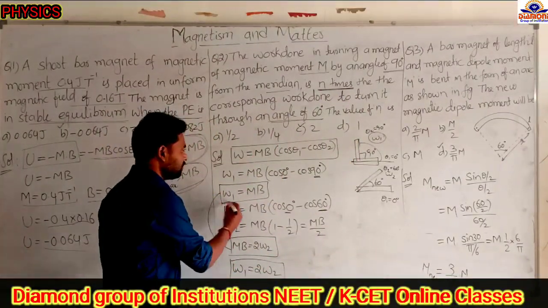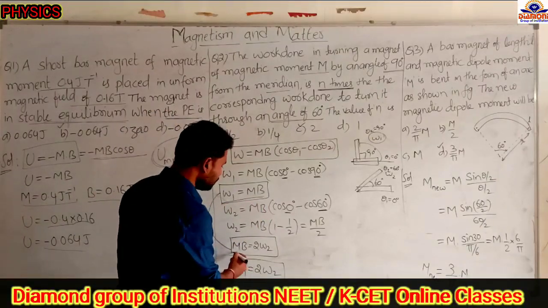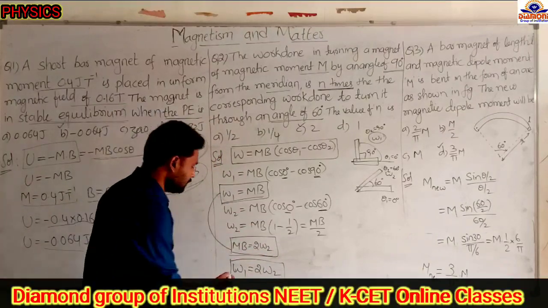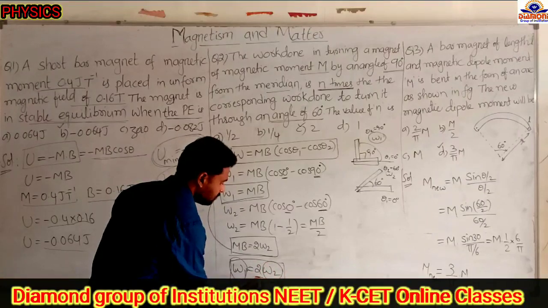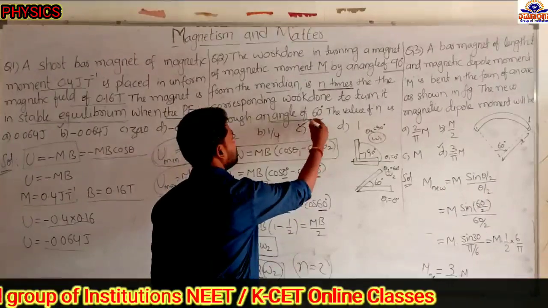That means the work done in the first case is W1, and in the second case, MB equals 2W2, so W2 equals MB by 2, we got. So equating, the first work done is equal to n times the second case work done. N is equal to how much? 2. Okay, 2 times. Now 2 is the right answer, option C.